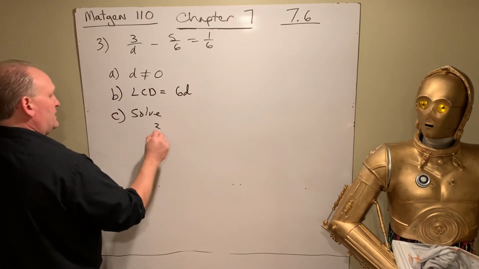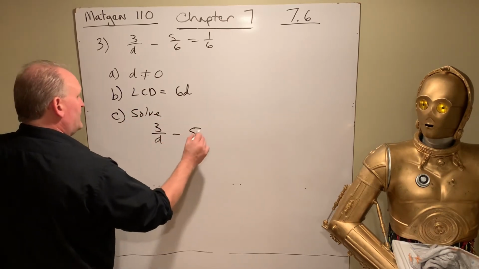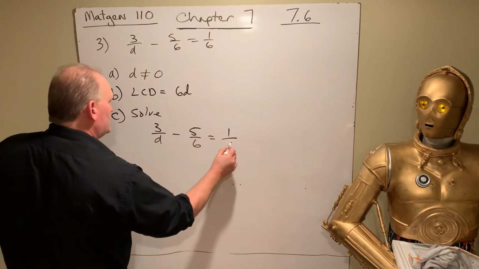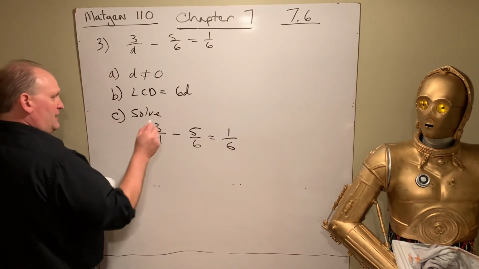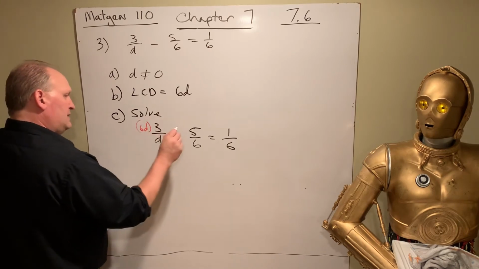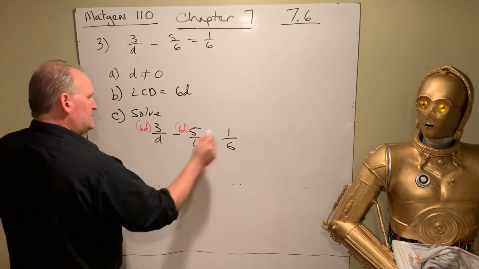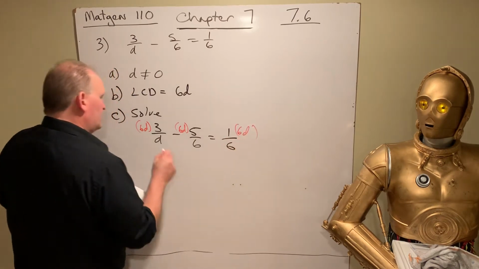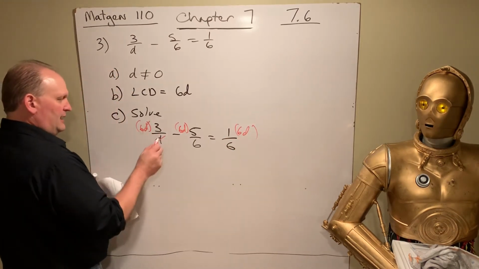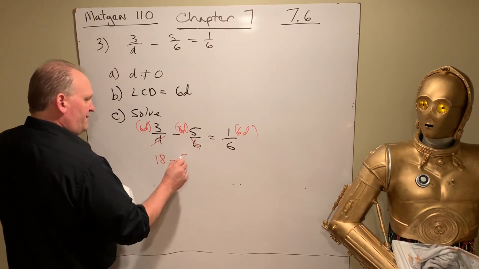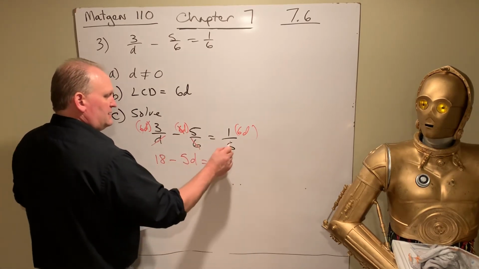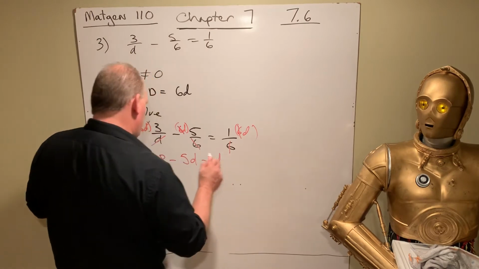So we're going to take 3 over d minus 5 over 6 equals 1 over 6. We don't want to work with these fractions, so we're going to multiply everything by 6d, 6d, 6d. And look what happens. The d's cancel, I get 18. The 6's cancel, I get 5d. The 6's cancel, and I get just d.